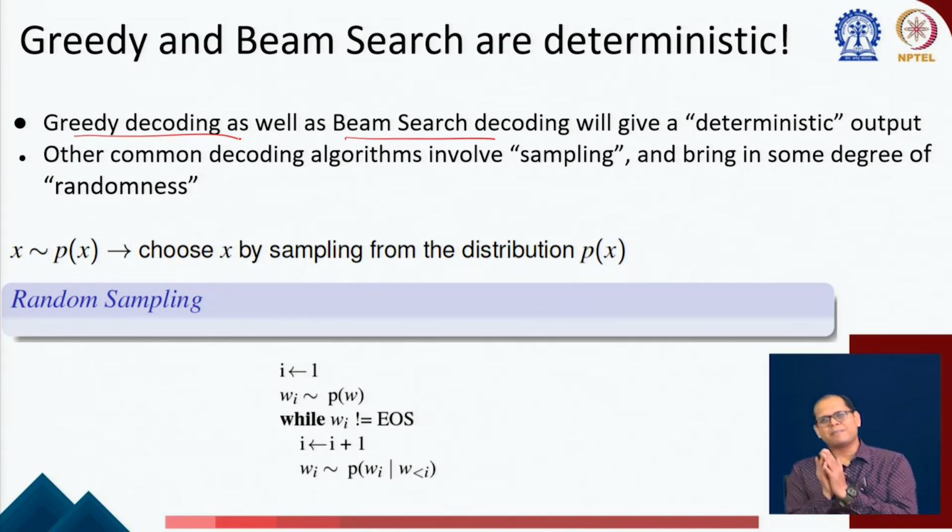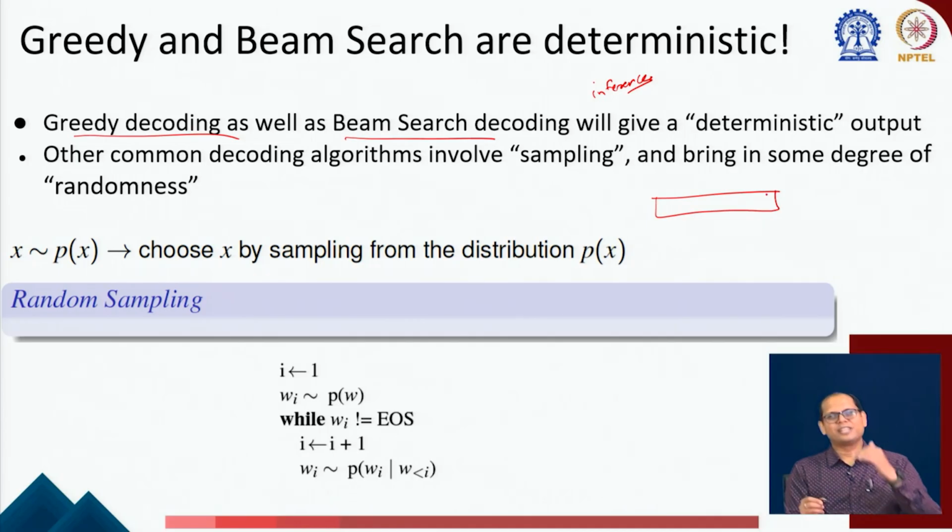You are already running them at inference time, and inference time means all your model parameters are frozen and there is no randomness anywhere. So you would feed the starting sentence, all parameters are fixed, and the probability distribution that you get at the end is also fixed. So whether you use greedy or beam search, the tokens that you take from there are also fixed. So you will only get a deterministic output. You cannot be creative there.